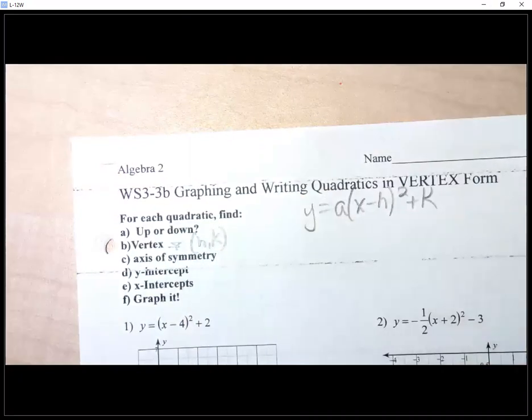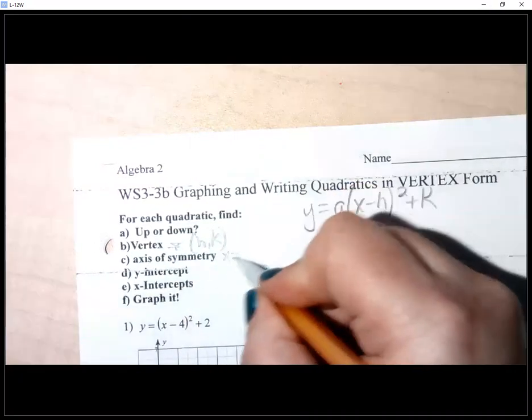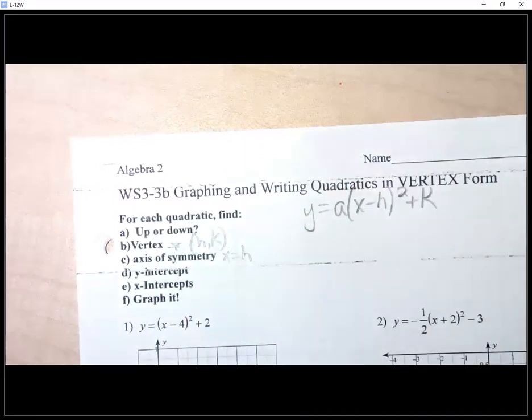Axis of symmetry is the same thing. It's just X equals whatever H is going to be. The y-intercept and x-intercepts, you find them the same way. You plug in 0 for X, 0 for Y. So it's actually super easy. So let's try number 1 together and you'll see how quick this goes.